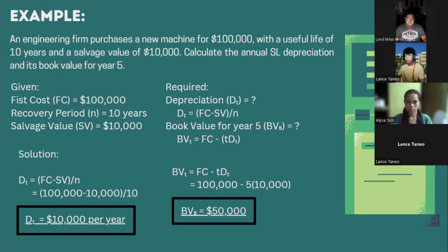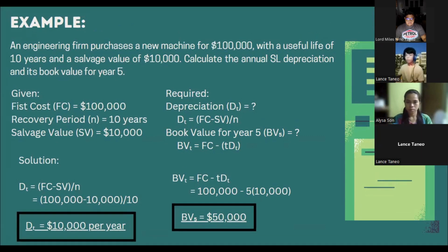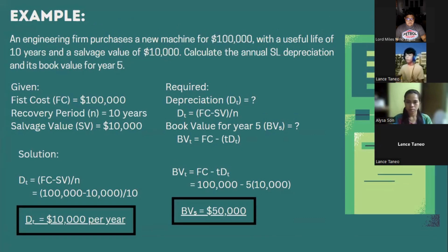First, we need to calculate the depreciation. And since we already have all the values we need, all we have to do is plug them into the formula. We have quantity FC, which is 100,000, minus SV, which is 10,000, divided by n, which is 10 years, and solve it using our calculator. The answer is $10,000. Therefore, the depreciation is $10,000 per year.